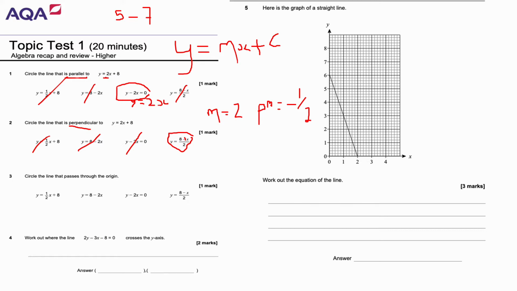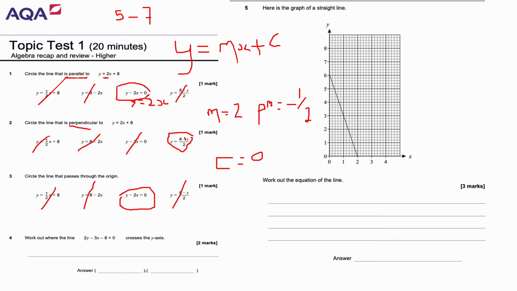This is question number 3, guys. Circle the line that passes through the origin. Well, that's where the value of c is equal to 0, so it's just y is equal to mx. Now, if I rearrange this one, I get y is equal to 2x, so it has to be this one. This has got a plus 8 here, so it can't be that. This one's got a plus 8 as well, and this one's got a plus 4. If I simplify this fraction, 8 divided by 2 is 4, so it crosses the y-axis at 4.